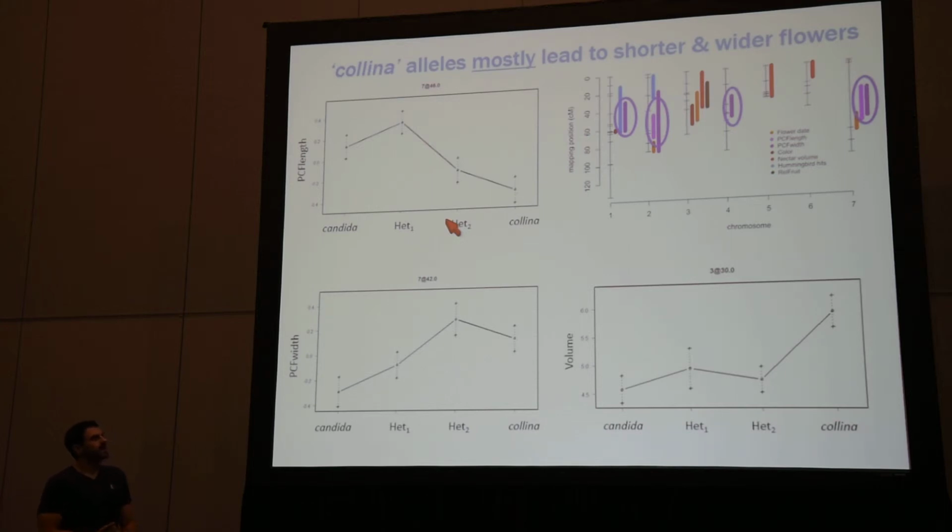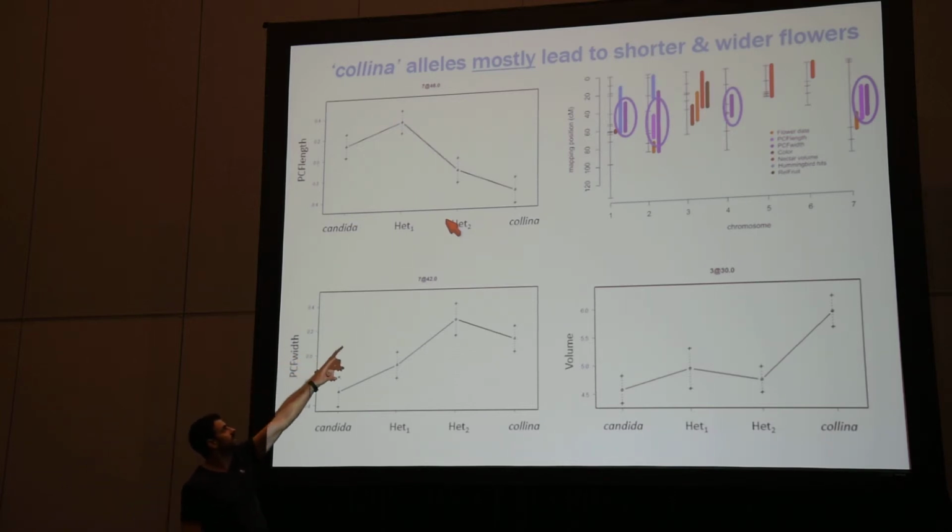Next, I'm showing you here the same effect plots, but for PC length and PC width, so this is flower length and flower width. And what we can see is that these alleles descended from red grandparents mostly lead to shorter and wider flowers. So they lead to shorter flowers for that length QTL and wider flowers for this width QTL.